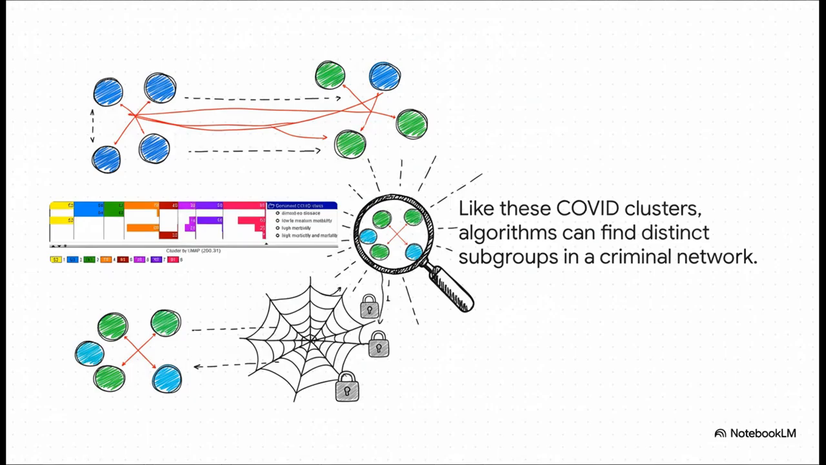It doesn't matter if we're tracking a disease outbreak or, like in this case, a money laundering network. You can see these distinct clusters of activity. The thing is, these groups weren't pre-labeled. They were discovered by the math itself. So, how do algorithms actually find these hidden structures?